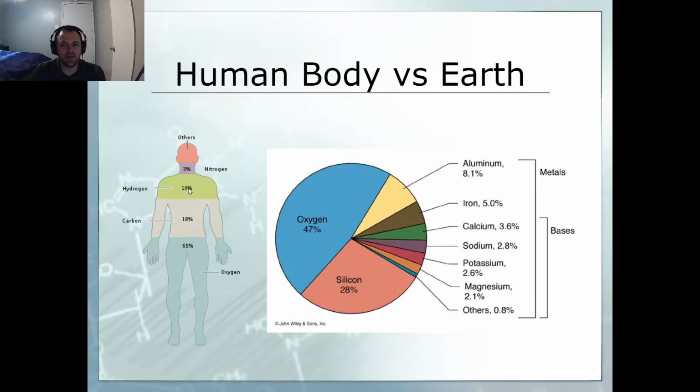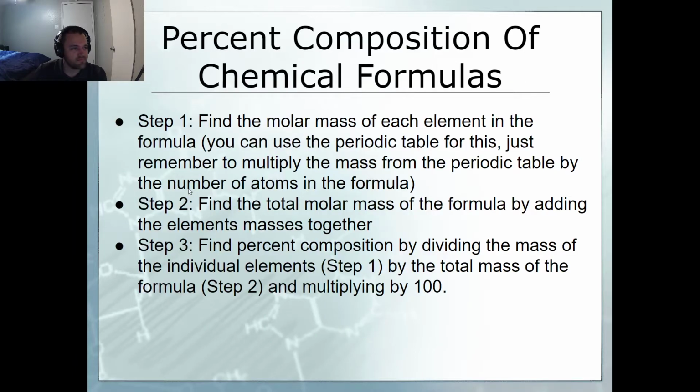Okay, and we're going to be doing the same idea, except we're doing it for individual molecules or formulas, chemical compounds. The way we're going to do that is a 3-step process. The first 2 steps are things you've done 100 times by now if you've been doing all your homework. These first 2 steps are basically the process we've been using to find the molar mass of different formulas.